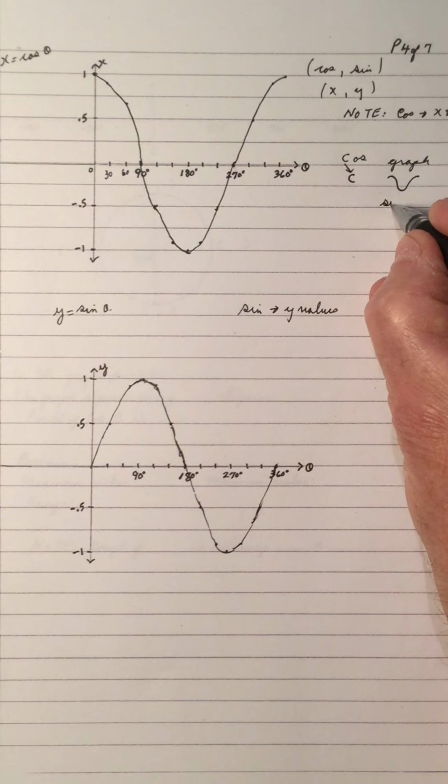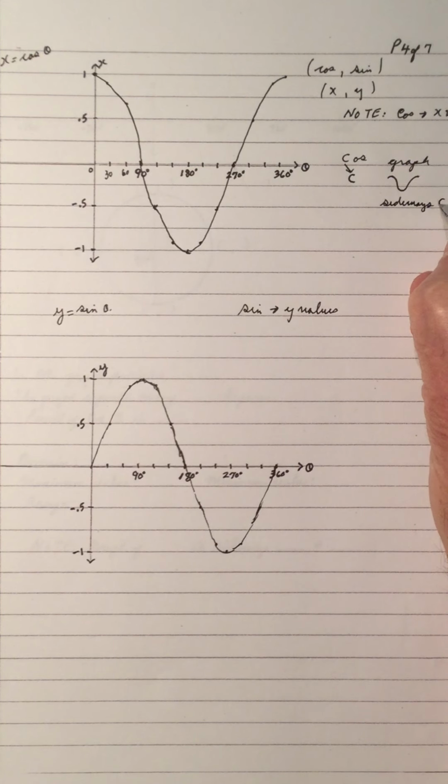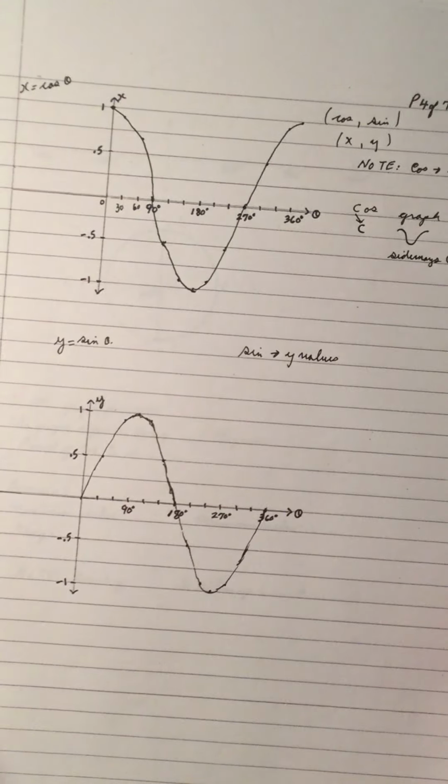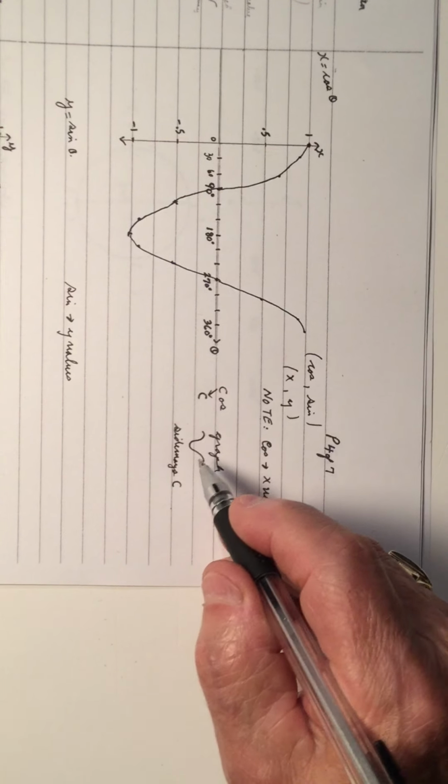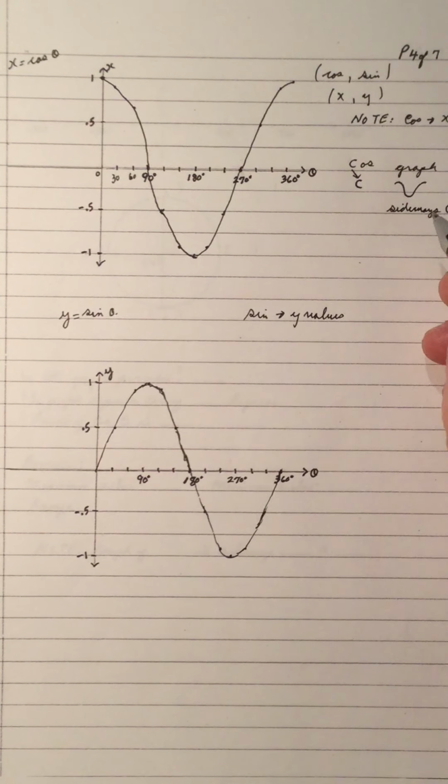And I always relate, that's a sideways C. That's the C going sideways. If you could take it and twist it around and look at it like that, you could see a sideways C. So when I think of cos, I think a C shape going sideways.